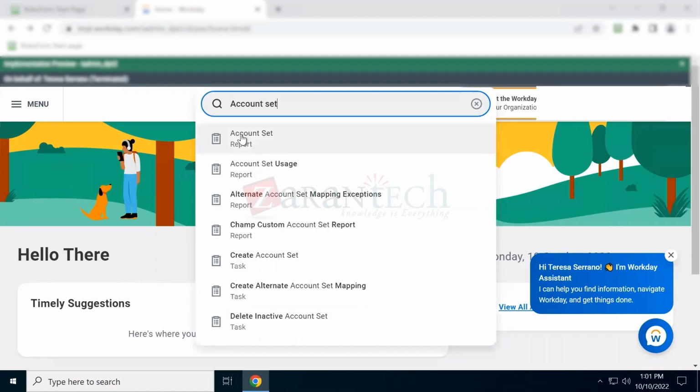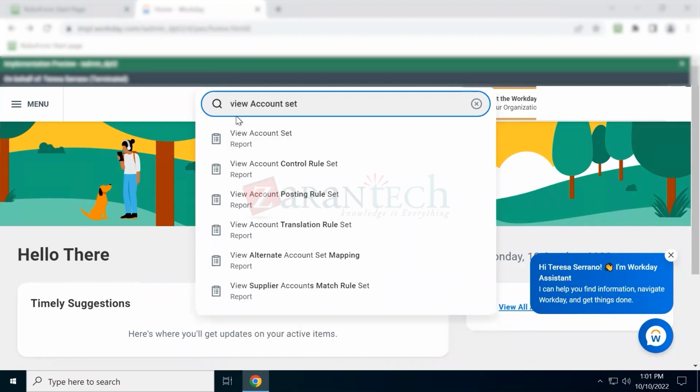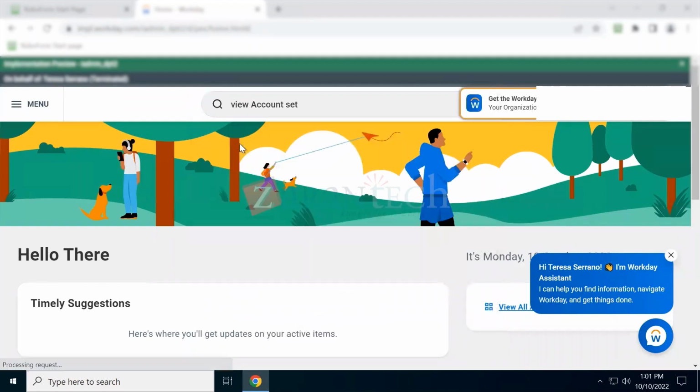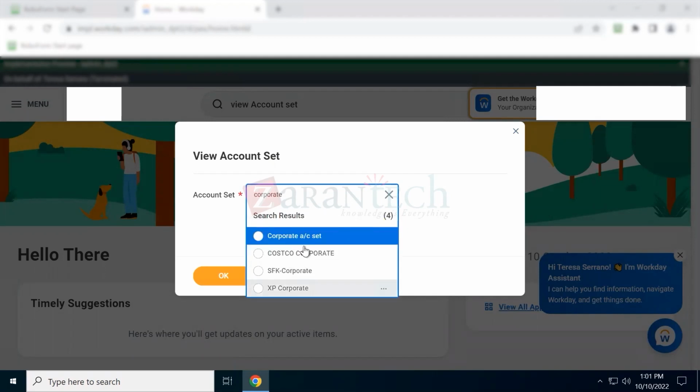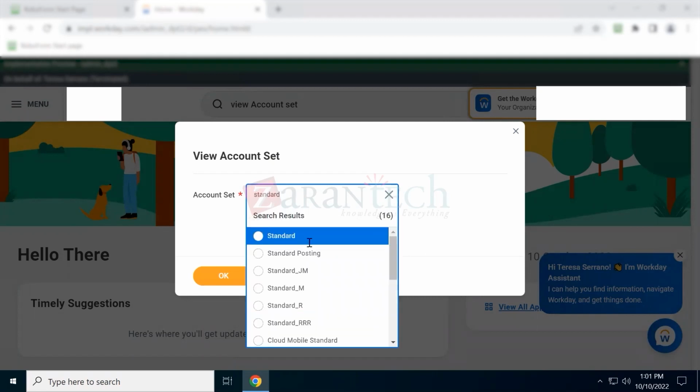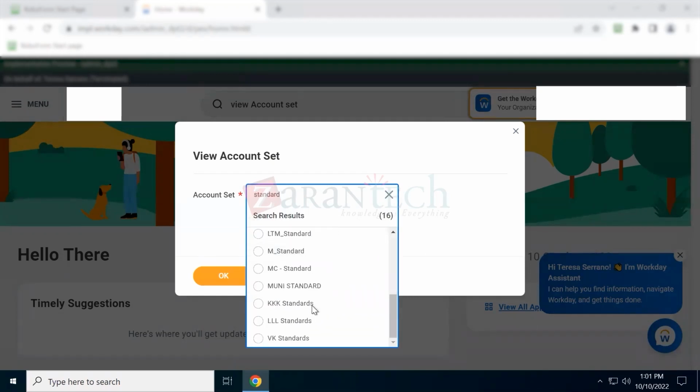This is the report, and this is view account set. If I can view existing account set, then here it is. Let me check. By default, Workday has corporate. Oh, someone has changed it. Let me check standard. Yeah, we have standard.